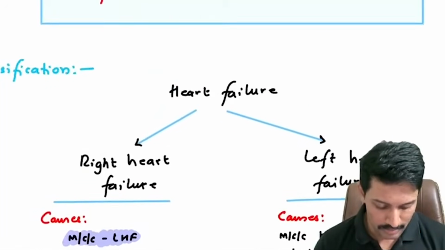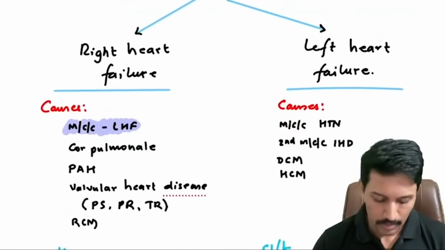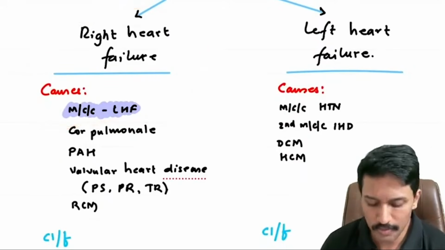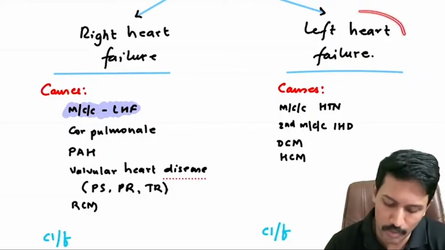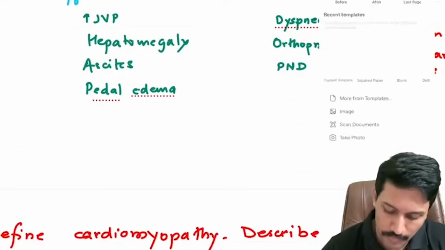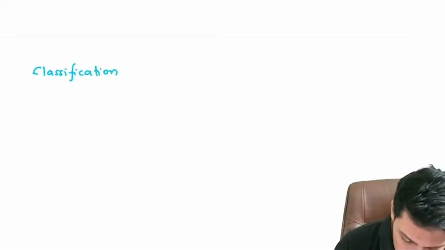So this is one classification, heart failure into right and left. But as I have already told you, the majority of right heart failure is because of left heart failure, and that's why in a general discussion, heart failure means we are talking about left heart failure. So there is another classification of heart failure which is centered around left heart failure, and that is based on the ejection fraction. So you can put a title saying classification based on ejection fraction.